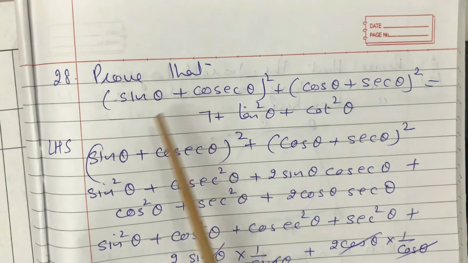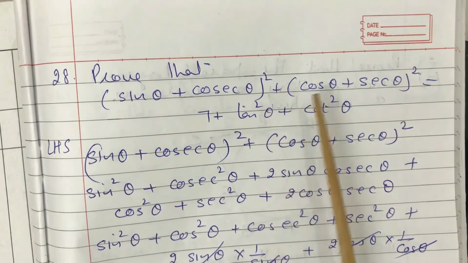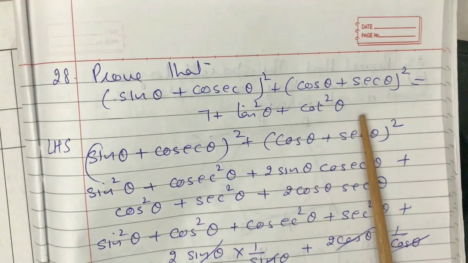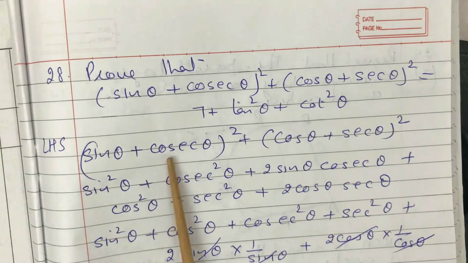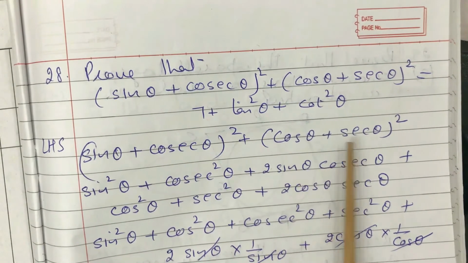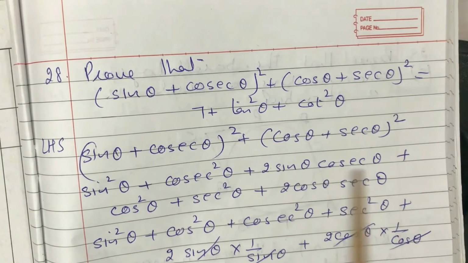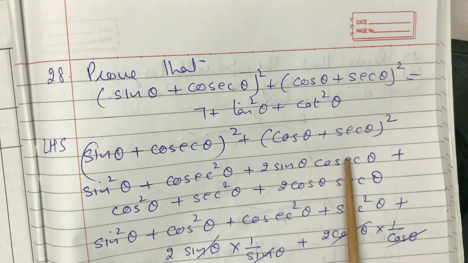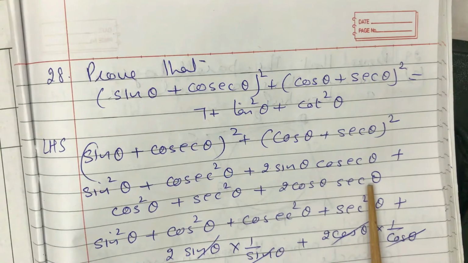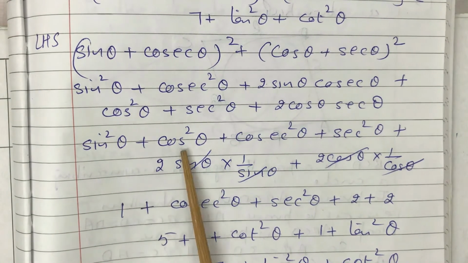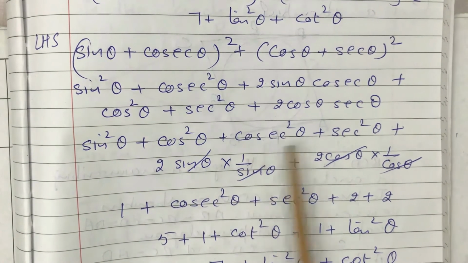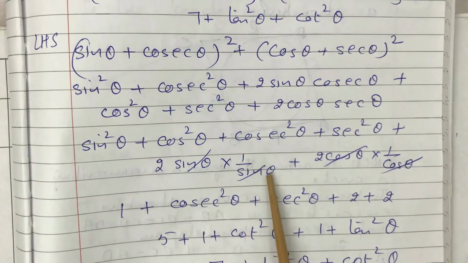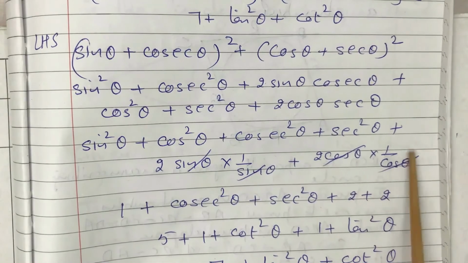28th question. Prove that sin theta plus cosec theta whole square plus cos theta plus sec theta whole square is equal to 7 plus tan square theta plus cot square theta. Now sin theta plus cosec theta whole square plus cos theta plus sec theta whole square. Write the identity. Now after that change cosec theta into 1 by sin theta, sec theta into 1 by cos theta. So sin square theta plus cos square theta plus cosec square theta plus sec square theta plus 2 into sin theta into 1 by sin theta plus 2 cos theta into 1 by cos theta.